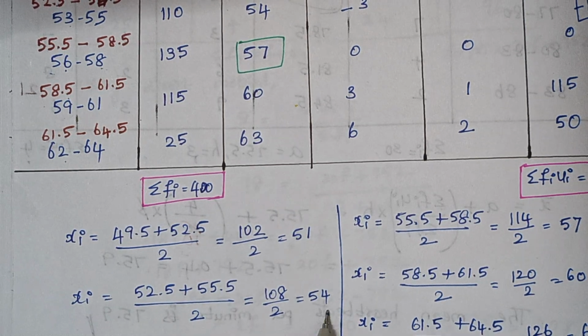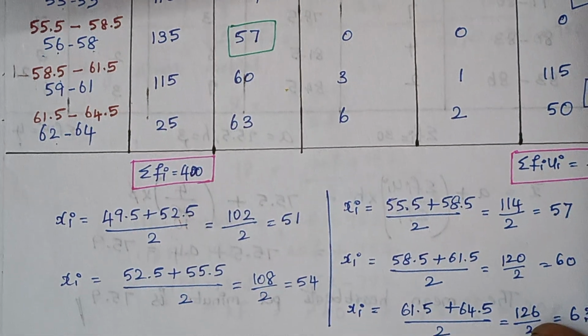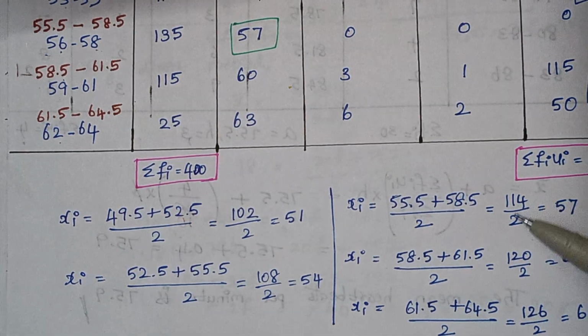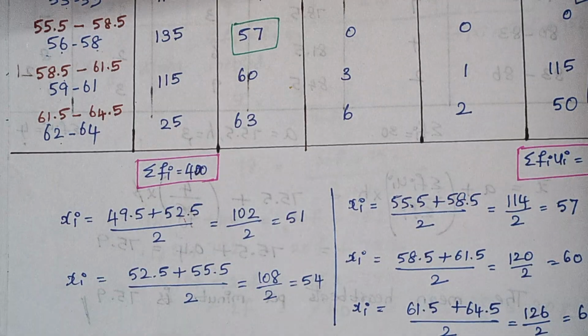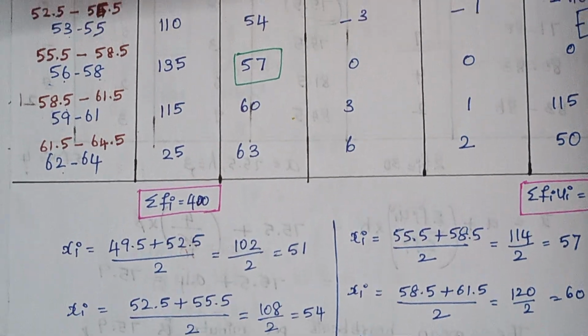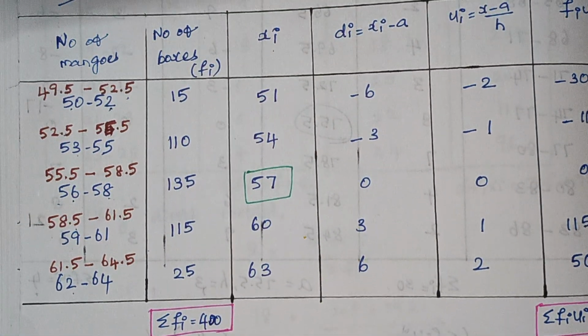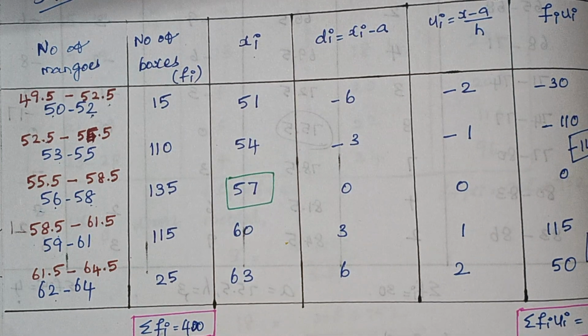So here the answer is 54. And similarly, in the same way, I have proceeded for the remaining 3 terms. Right. So now here in the table, I have just listed out the answers. So this is our Xi.